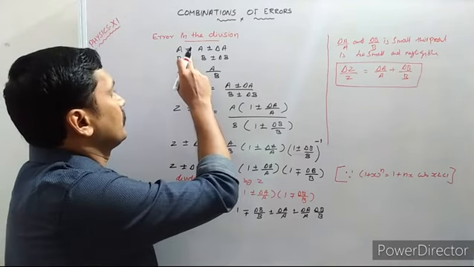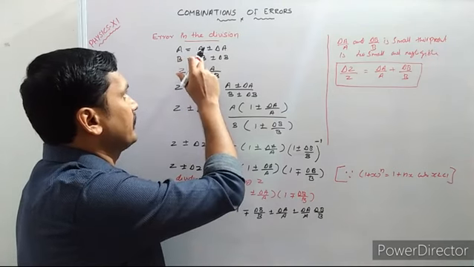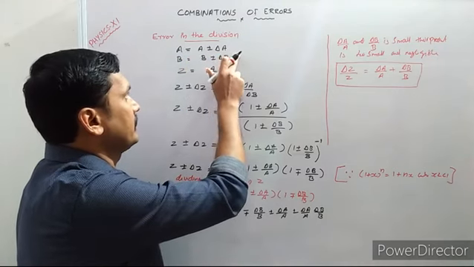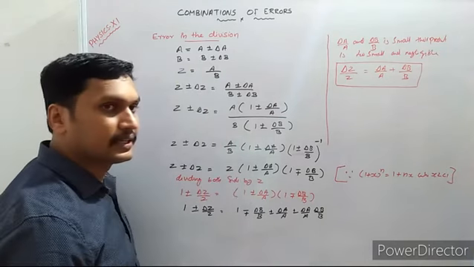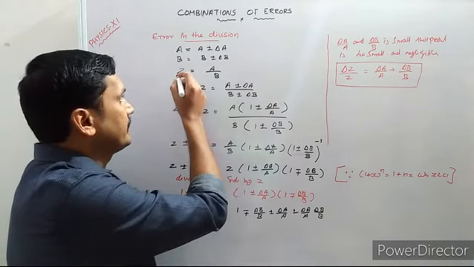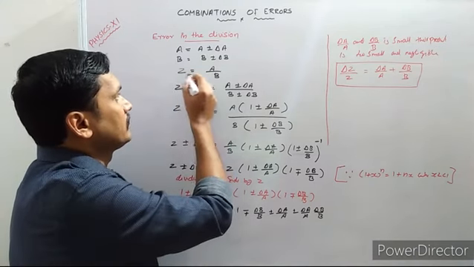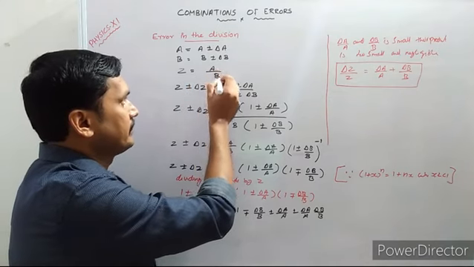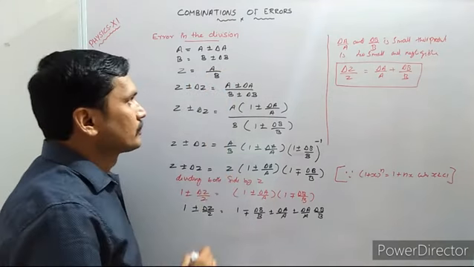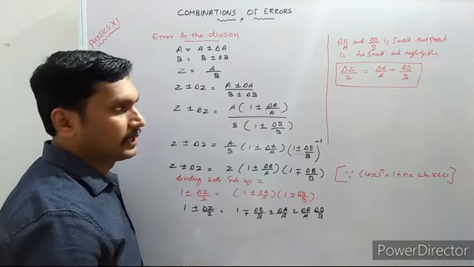So we have two measured quantities a and b. We are writing a is equal to a plus or minus delta a, and b is equal to b plus or minus delta b, and z is equal to a by b. That is, the result z is equal to the ratio between a and b, a by b. So delta z is the maximum possible error in z.